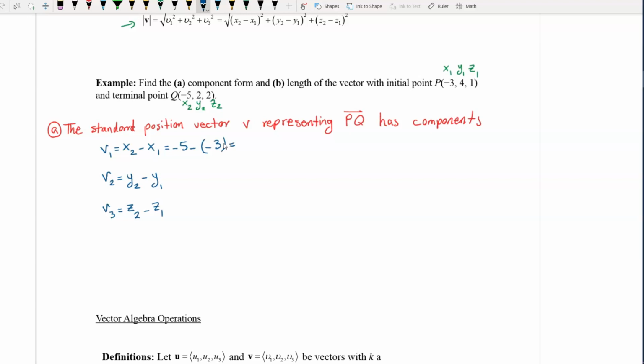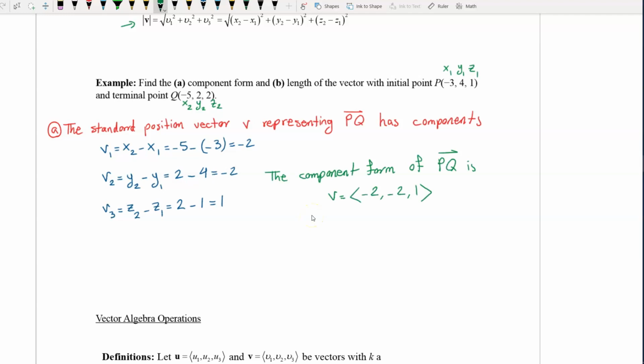Minus x1, which is negative 3. So this is equal to negative 2. And now for V2, we have y2 minus y1. y2 is 2 minus y1, which is 4. So this is equal to negative 2. And V3 is z2 minus z1. z2 is 2 minus z1 is 1, and this is equal to 1. So the component form of PQ is negative 2, comma negative 2, comma positive 1.